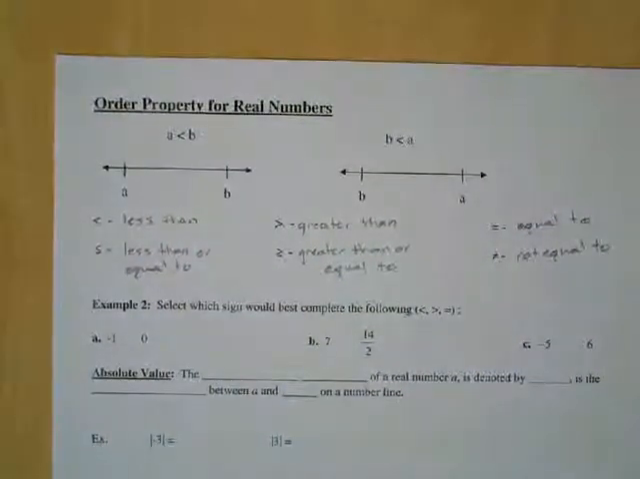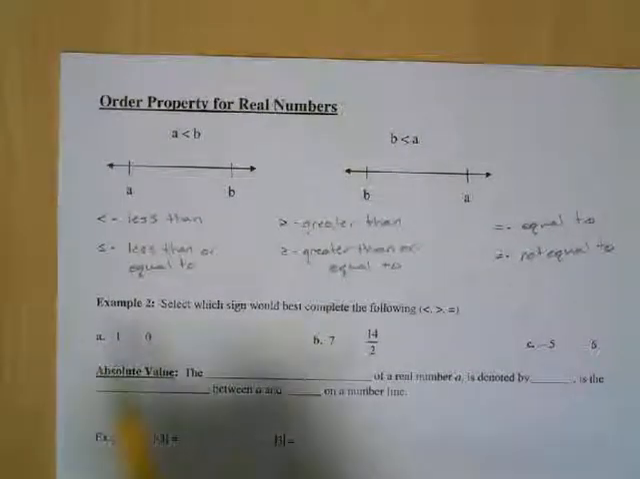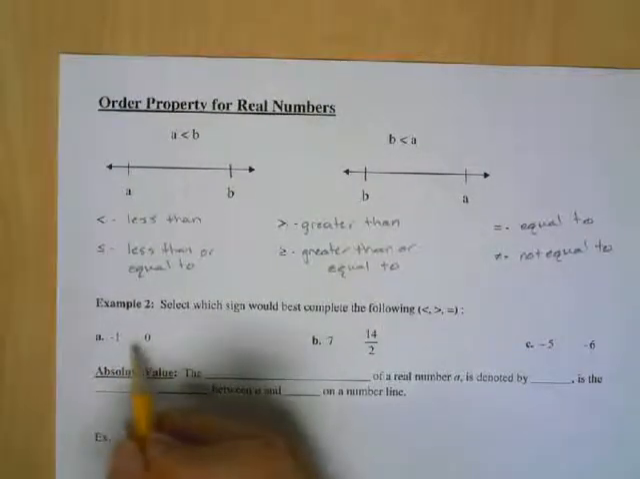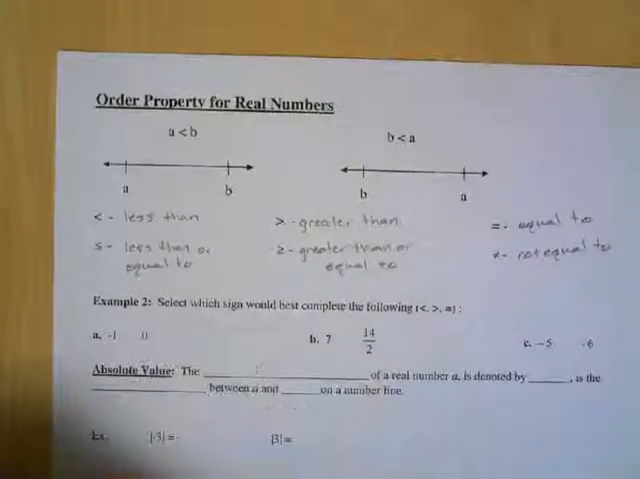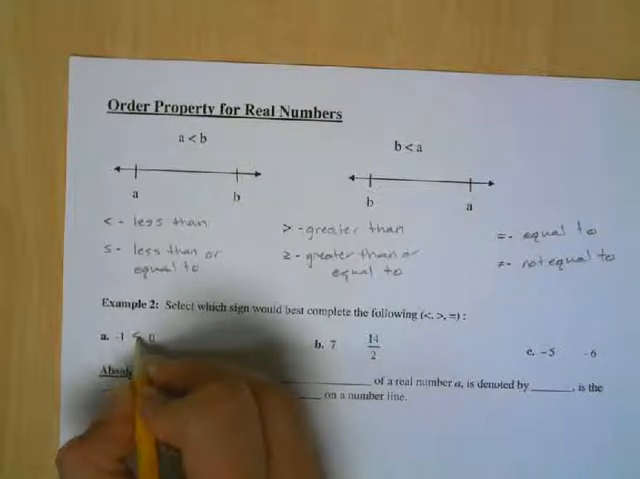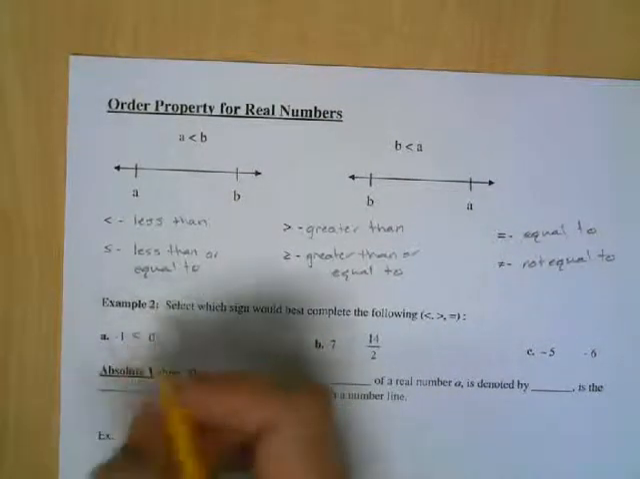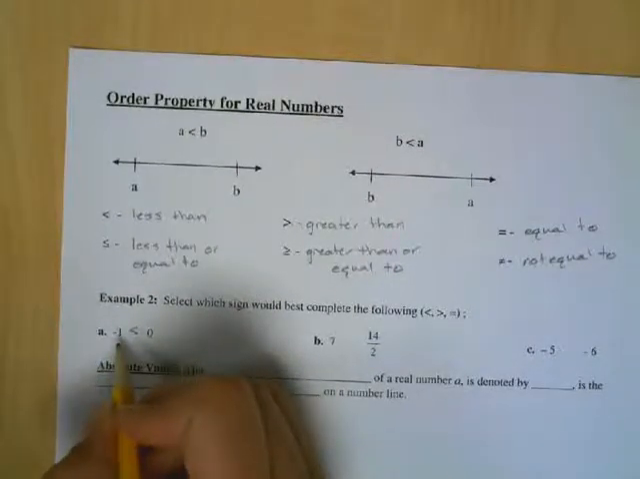So if I wanted to select the sign that would best complete the following, or if I want to order these things, you just have to figure out whether this number is less than or greater than. So -1 less than or greater than 0. Negative is obviously to the left of 0 on the number line, so -1 is less than 0. It's better to be at 0 than a dollar in the hole, so -1 is less than.